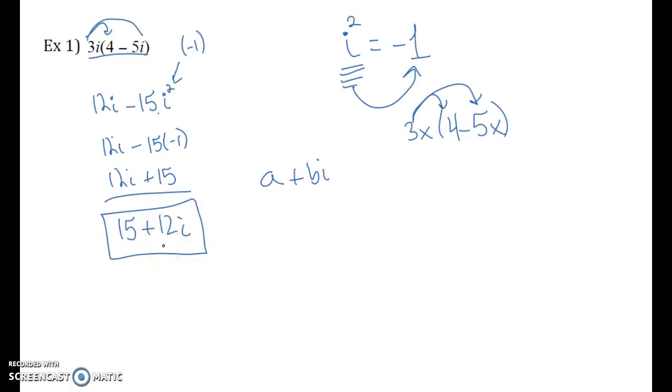And that's how we're going to do this. Just look out for those i squareds, turn them to -1s, multiply the stuff out, simplify, and have a good time with that.